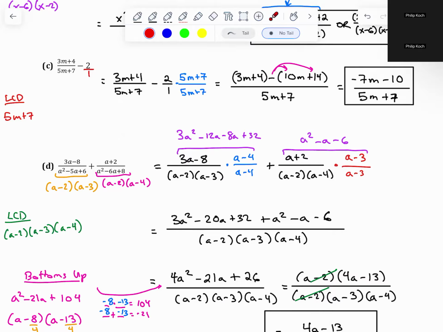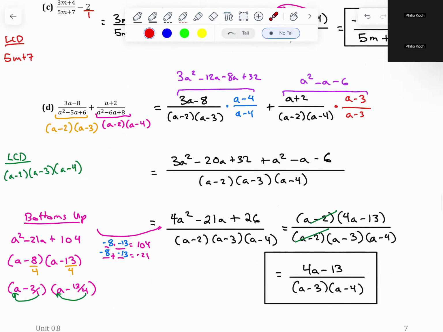The second fraction is missing an a minus 3. So you multiply those two like I've done in red and blue, or blue and red, respectively. And I decided to do it above or on some scratch paper, FOILing this out. You get 3a squared minus 20a plus 32, and then you get an a squared minus an a minus 6.